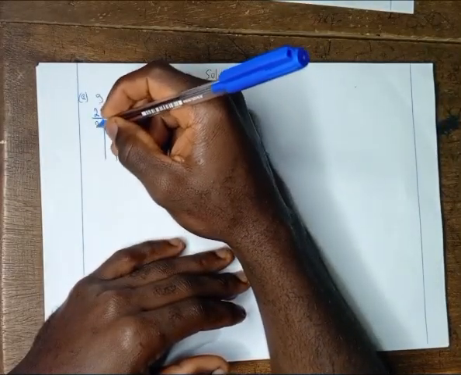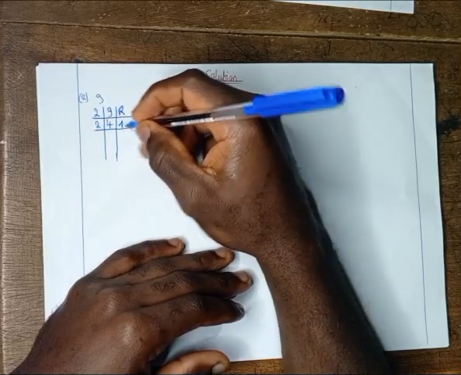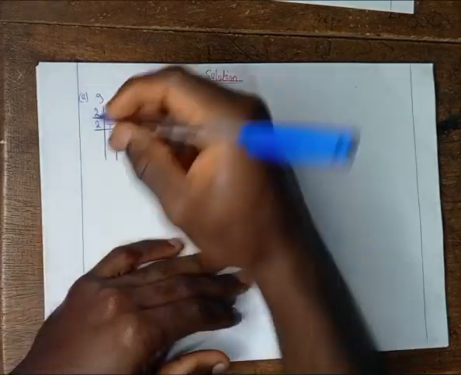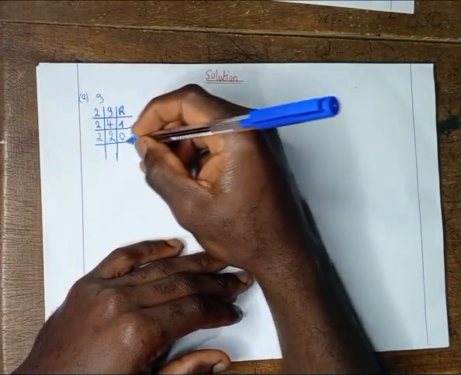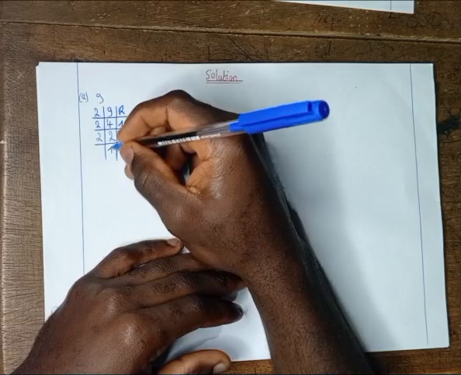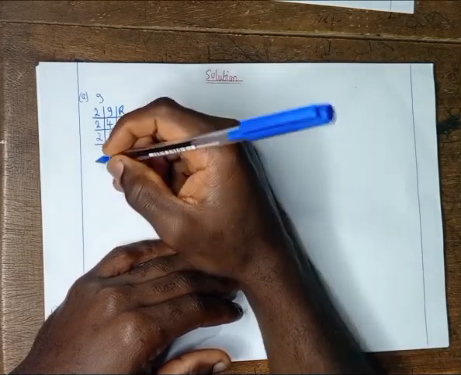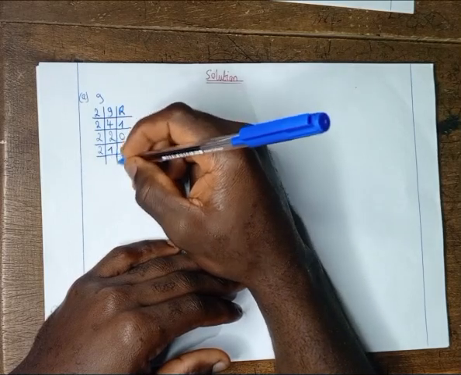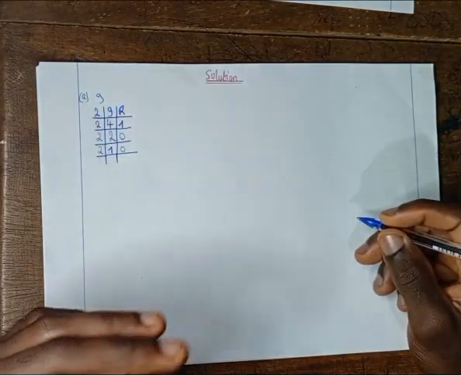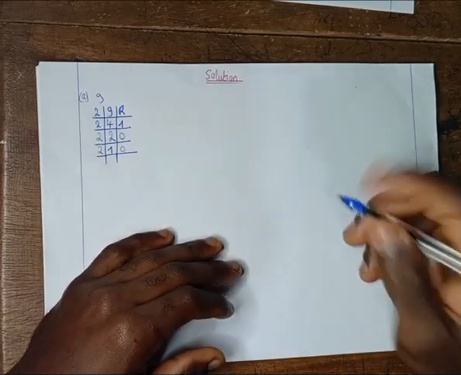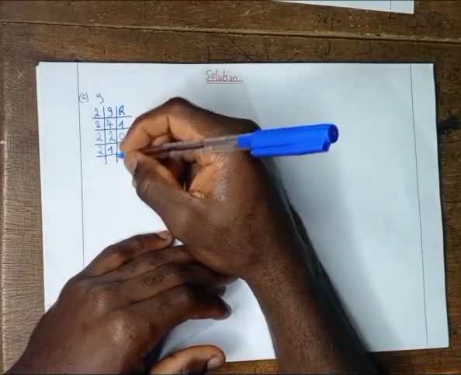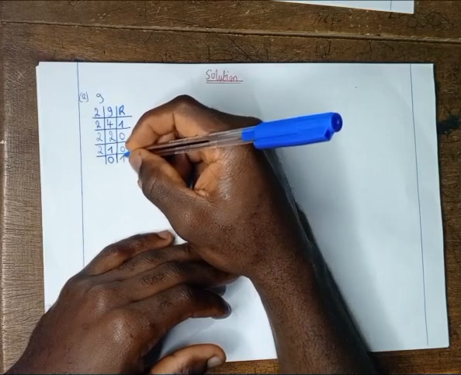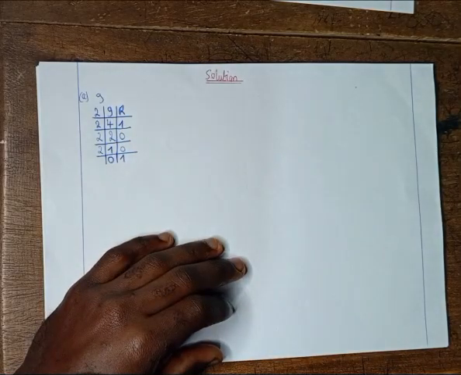Bring down 2. 4 divided by 2 gives us 2, remainder 0. We record the remainder here. We bring down 2. 2 divided by 2 gives us 1, remainder 0. We bring down 2. 1 divided by 2 will give us a whole number part of 0 and a remainder of 1. We are done with the division.